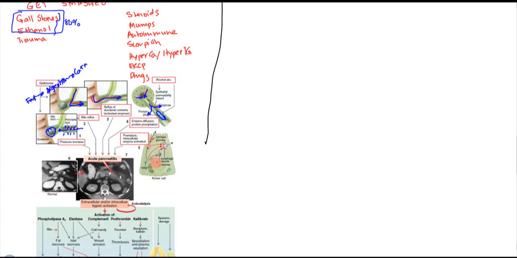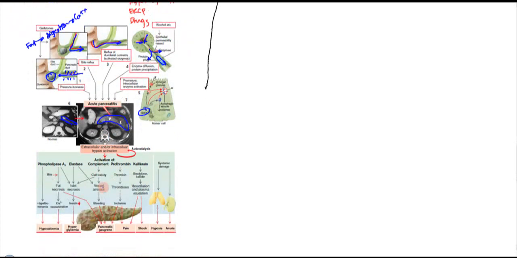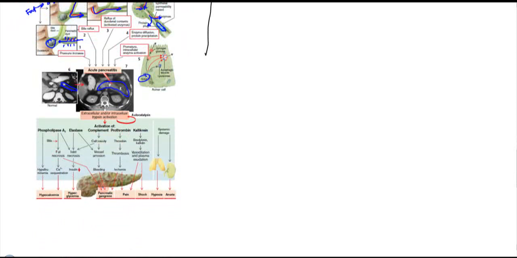The other one you have is intracellular activation, which is basically a problem in the Golgi apparatus. The lysosomes fuse with the zymogen granules, and the enzymes get activated within the cell, causing autodigestion within the cell. All of these will end up leading to acute pancreatitis. What you'll notice is that this is the normal, which is very small, whereas in the abnormal, it's dilated, edematous, and really large. That's pretty much how you can diagnose acute pancreatitis using X-ray or MRI.